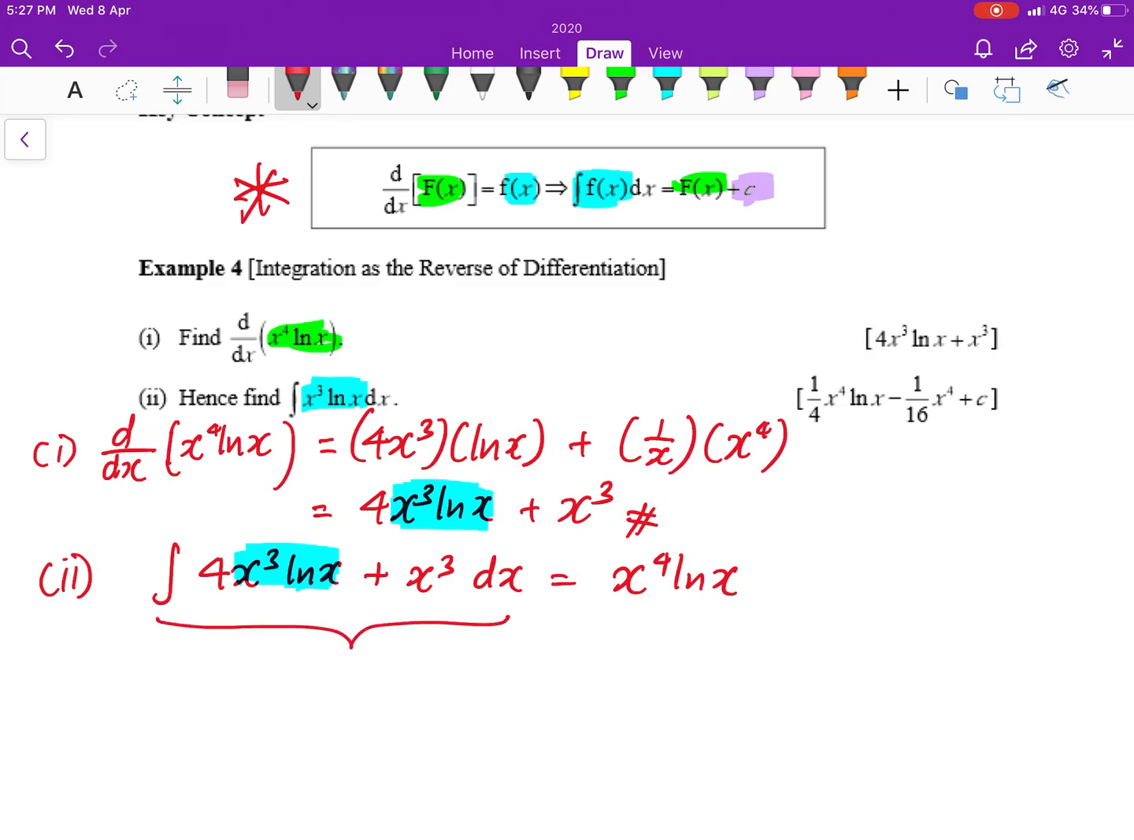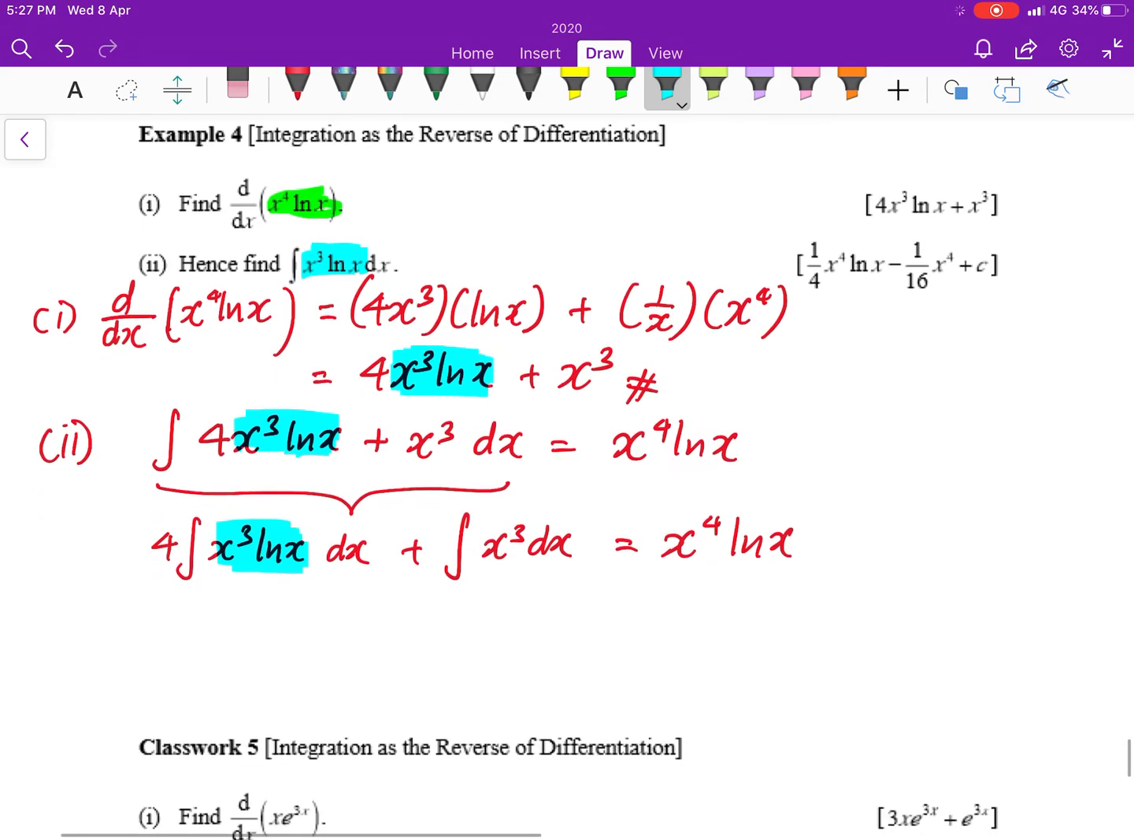So for this, I want to break them up first. I break them up into integrate 4x cubed ln x dx plus integrate x cubed dx equals to x power 4 ln x. Again, stay focused on what I want. I want to integrate this. Okay, that is what I want in part 2. So stay focused and just keep it here again.